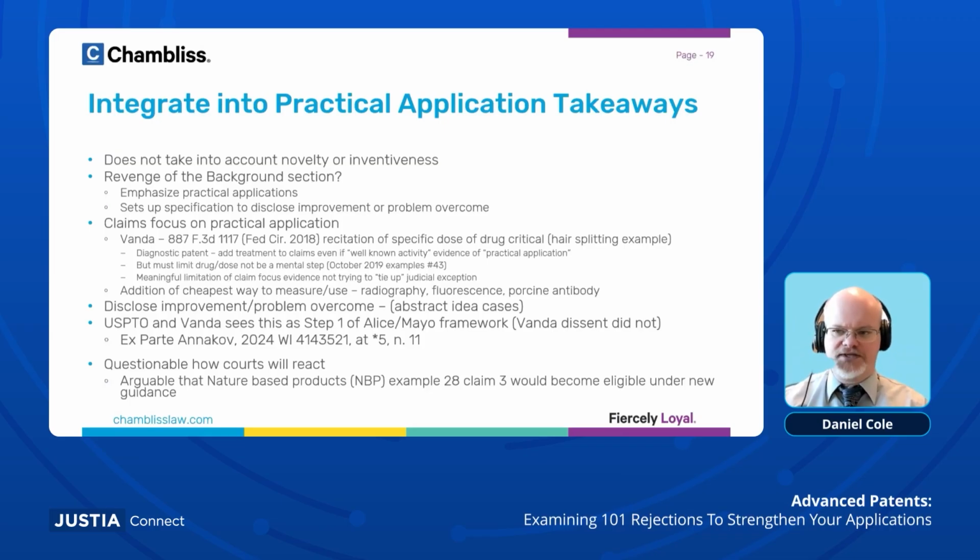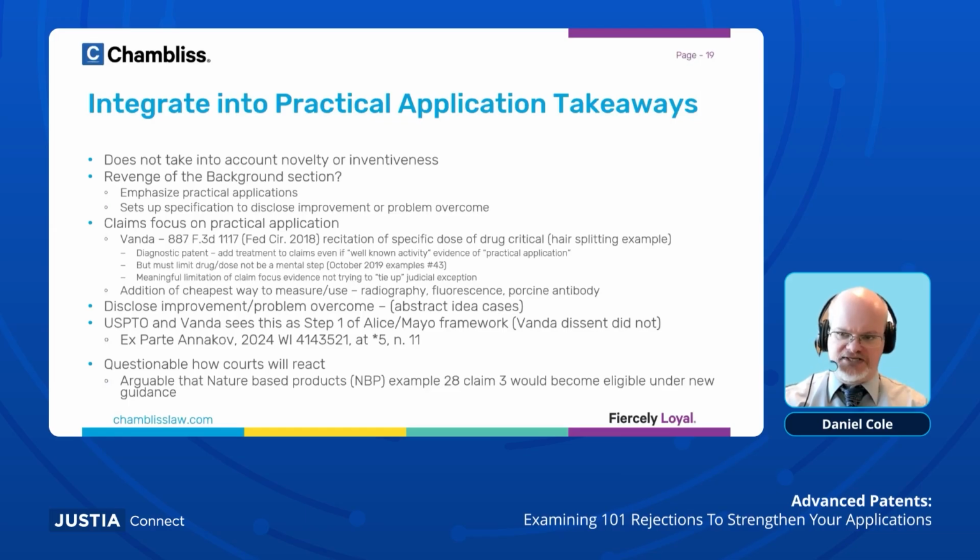In a lot of 101 cases, the reason they were said not to be a 101 exception was because of things that the court cited that were in the background section. Same thing at the Patent Office. And especially if you're trying to say this is not a 101 exception because I've integrated it into a practical application, you can use your background section to do that. You can also make sure your claims focus on practical application.